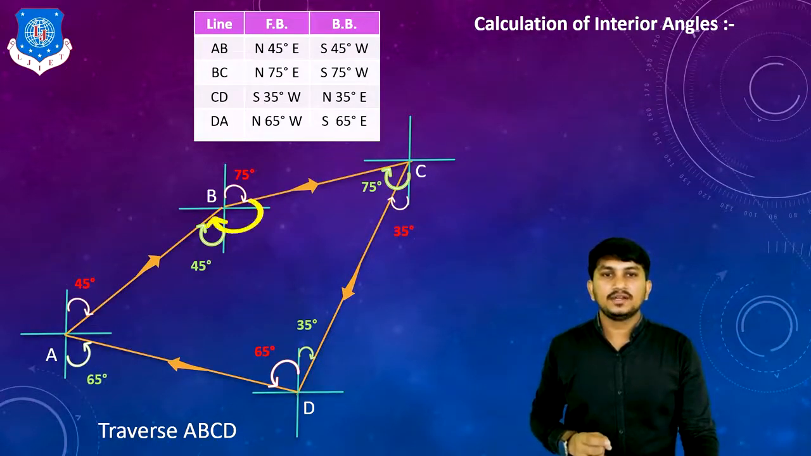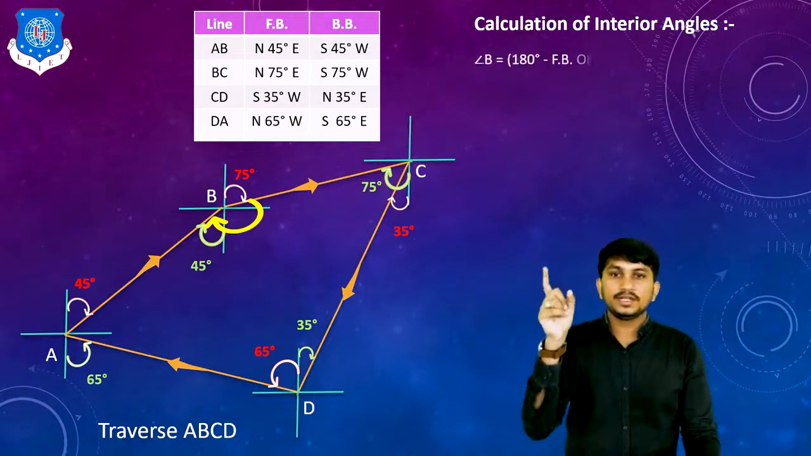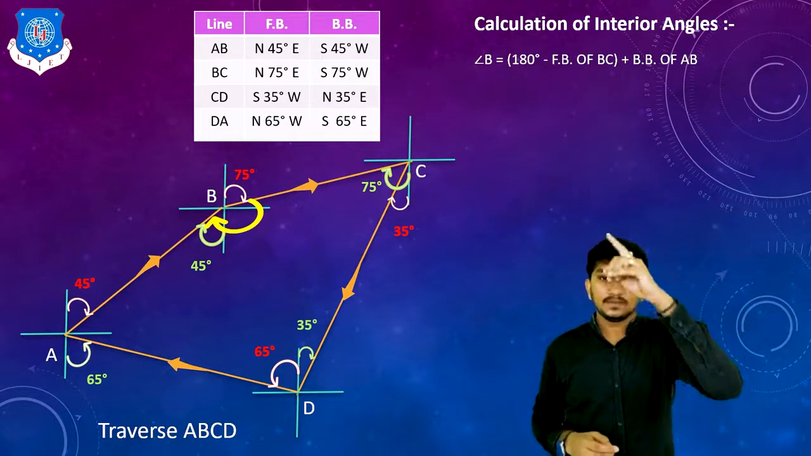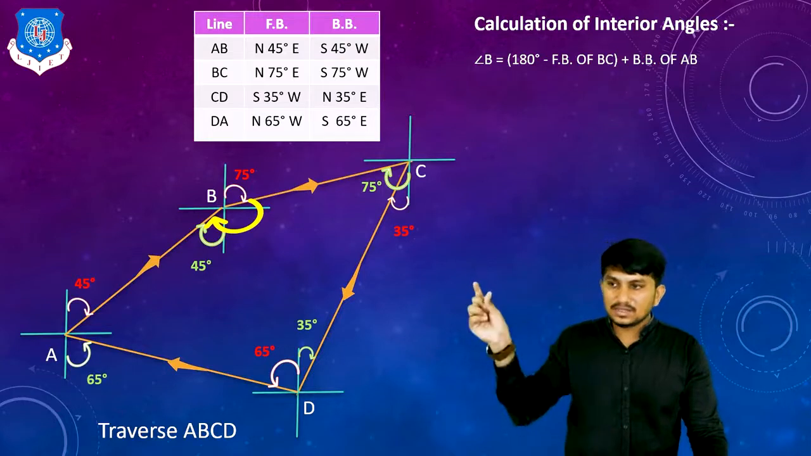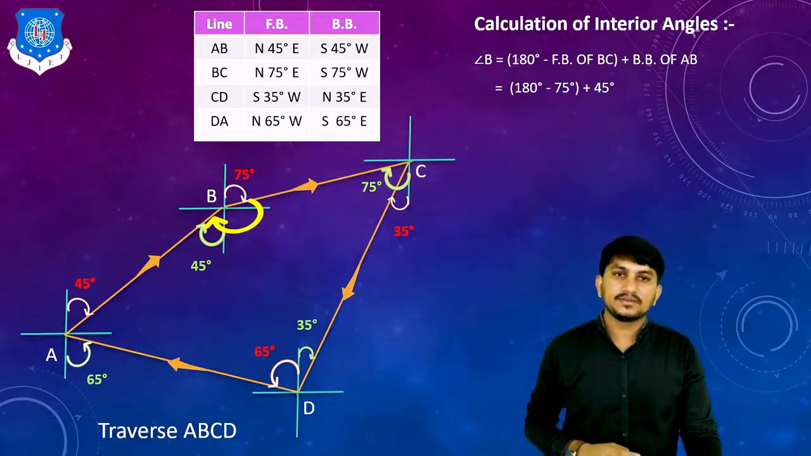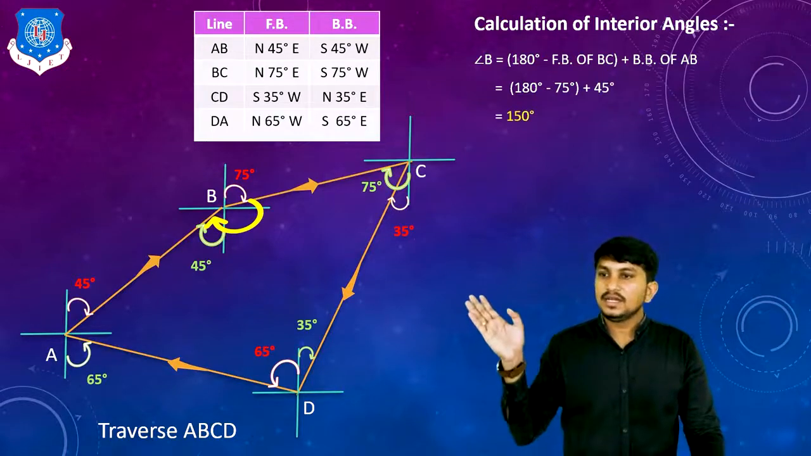Now next we will find interior angle B, which is like this. To find interior angle B, we have to use this type of formula. 180 degree minus fore bearing of BC, which is 75 degree, plus 45 degree, which is BB of AB. So 180 degree minus 75 degree plus 45 degree is 150 degree, which is the interior angle B.